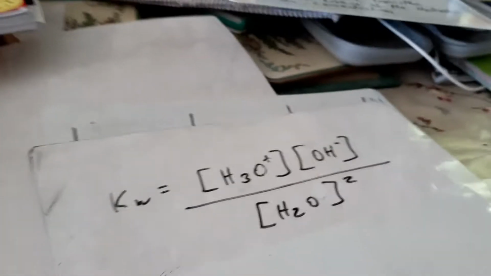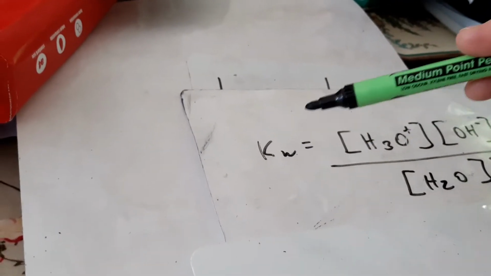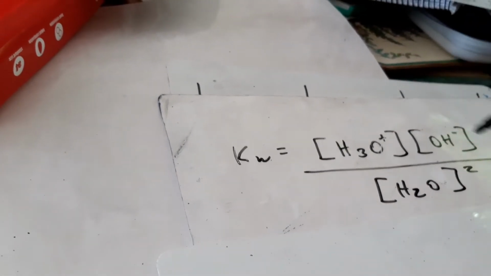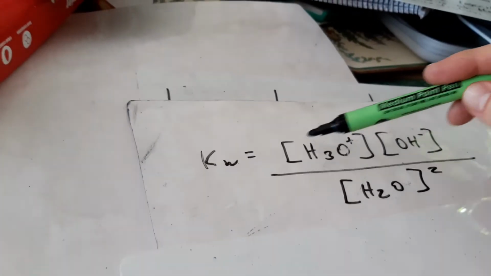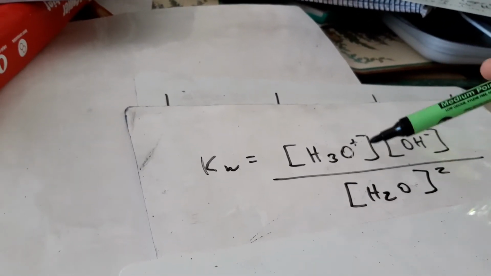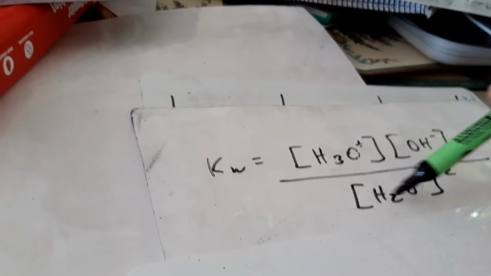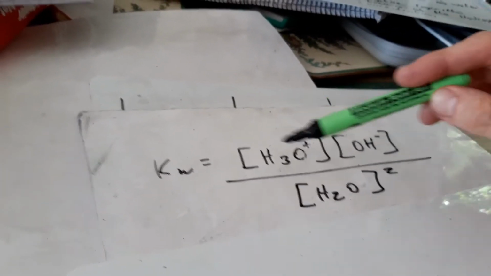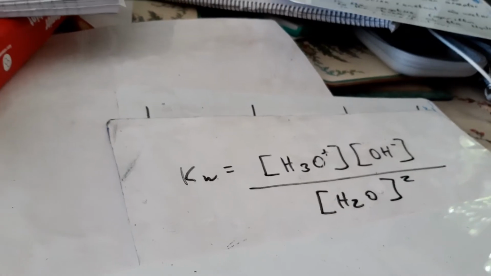Let me just dig it out here. There. So Kw is a constant. In water at 25 degrees, we know what the value of this number is. I'm going to tell you what it is in a couple of minutes. But we can write this equation here, the products over the reactants, H3O+ times OH- divided by H2O squared, from our knowledge of equilibrium, which you've just done, and that will give us a constant.